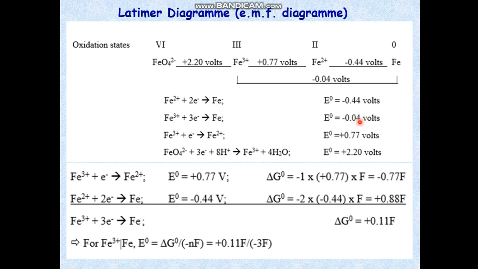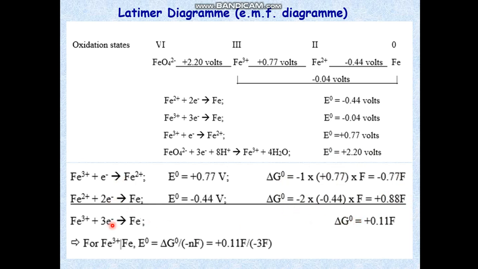So how can we get to this value? We have to convert them into the energy terms and add them. So delta G0 equals minus nFE0. Here 1 electron is involved, F means Faraday, and E0 is given here. So that is minus 0.77 F. And here 2 electrons are involved, so it is minus 2 into minus 0.44 into Faraday, that is plus 0.88 Faraday. So their combination is the summation of these two delta G0 values.